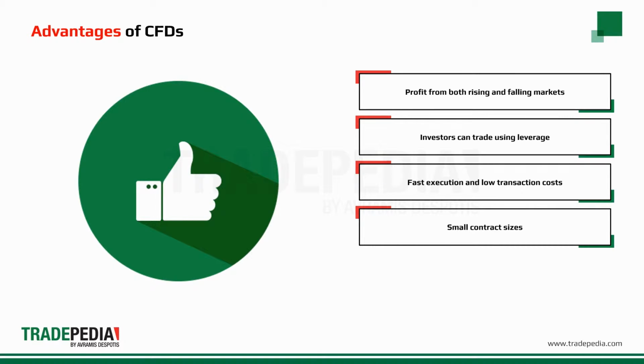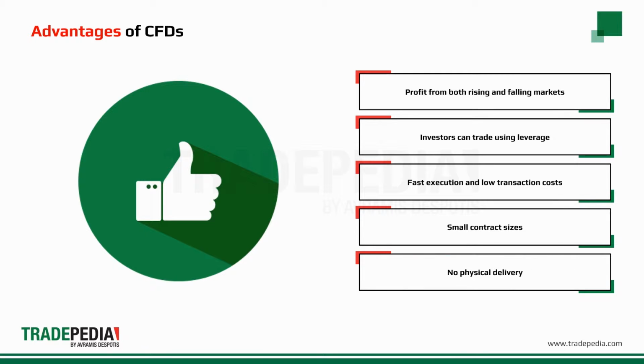Small contract sizes allow investors to buy portions of the underlying asset. For example, light sweet oil futures have a minimum contract size of 1,000 barrels. Its CFD starts from 25. Trading CFDs requires no physical delivery, thus you limit the risk of having to worry about the asset, its storage, insuring it, and more.